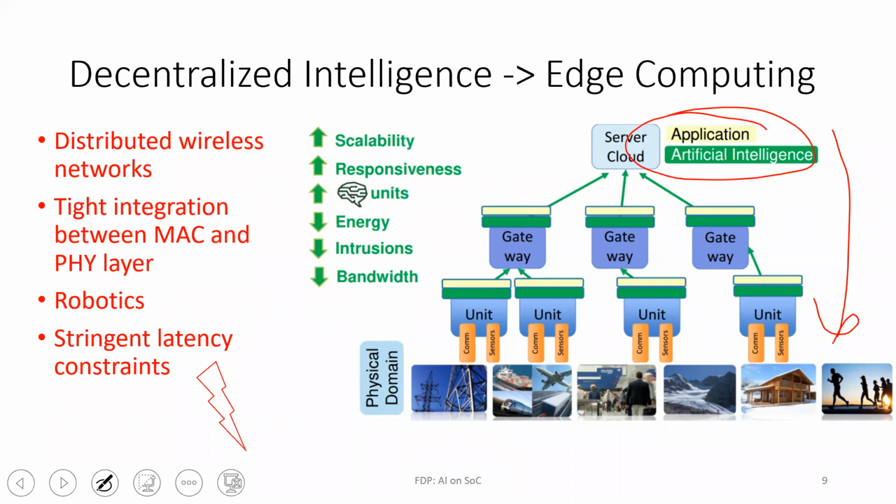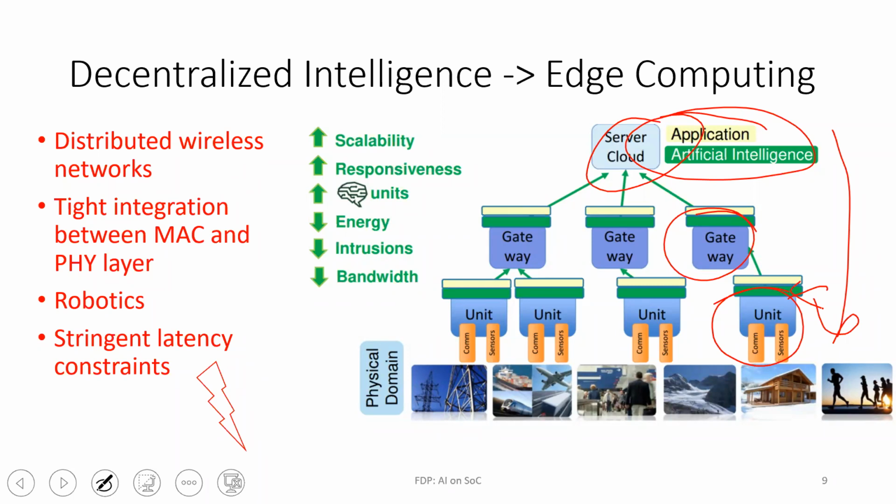So you distribute some at the edge devices, some at the gateway devices, and some at the cloud. Some of the tasks can be done efficiently at the edge devices themselves, so that you don't need to send the data back to the gateway or the cloud server. So this is how distributed wireless networks are being developed.